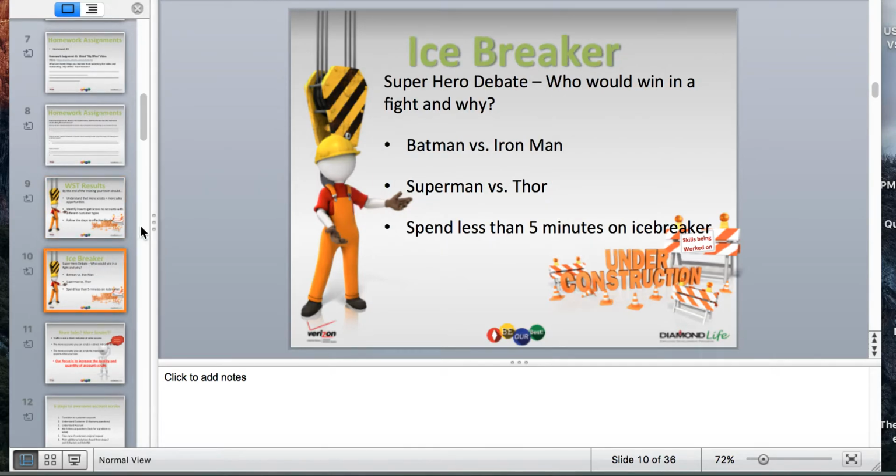Okay, so at the very beginning, it's really important that you have an icebreaker. This gets the blood flowing. It's really early in the morning. You really want to have some fun and get the interaction off of something fun. So you can split this into 2 debate teams, and have just a debate of who would win and why. Batman versus Iron Man, Superman versus Thor. Spend less than 5 minutes, but make sure you have some fun. Get some interaction with this.